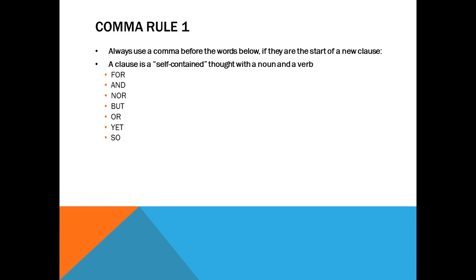So, if you are starting a new little thought in your sentence, and it contains these words, for, and, nor, but, or, yet, and so, then you need to include a comma. So the rule is always use a comma before the words below if they're the start of a new clause. I'll show you some examples.